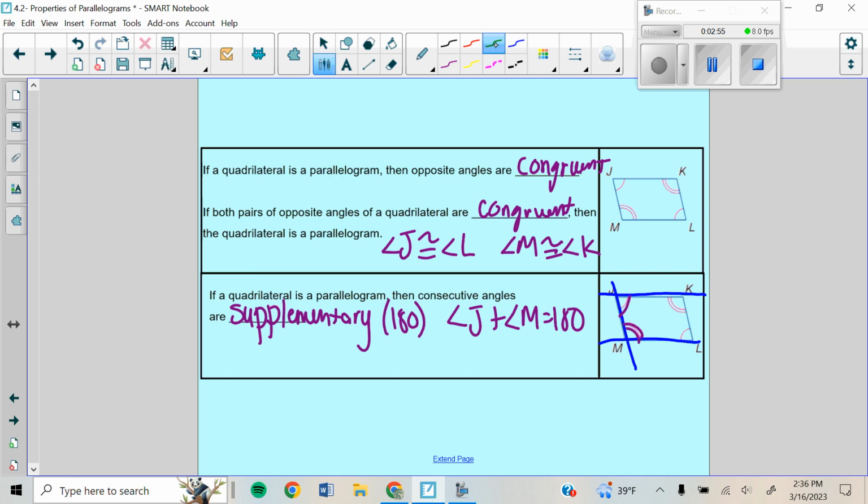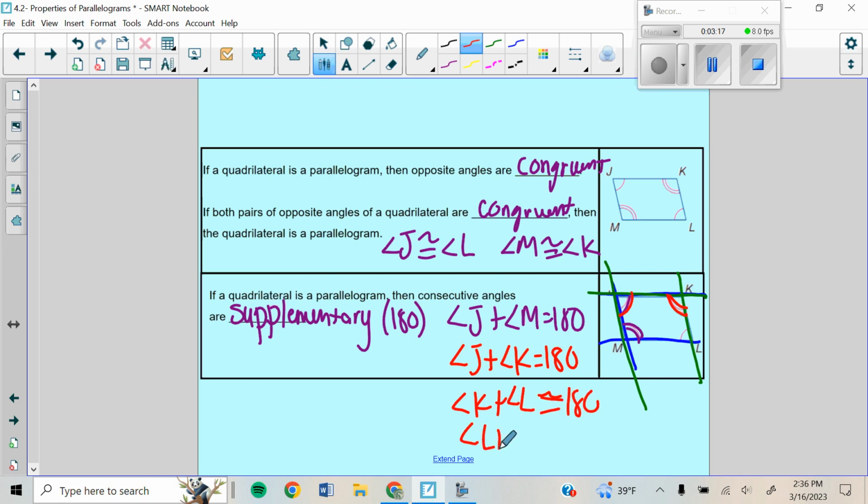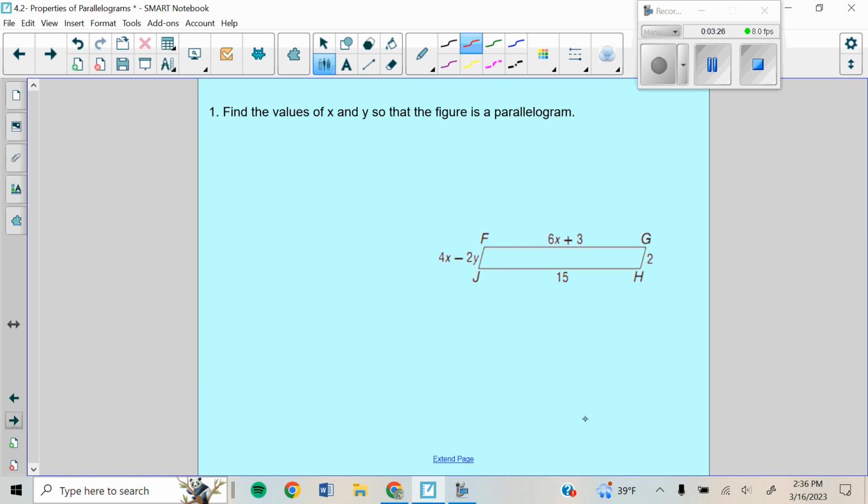And you can see the same thing if we look at these are my parallel lines, and this is my transversal. Now we can say, okay, angle J and angle K, those are also consecutive interior. So those also add to 180. And you can do the same with angle K plus angle L is 180, and angle L plus angle M equals 180. So 4 sets of supplementary angles. All right, we're really cranking through this, guys.